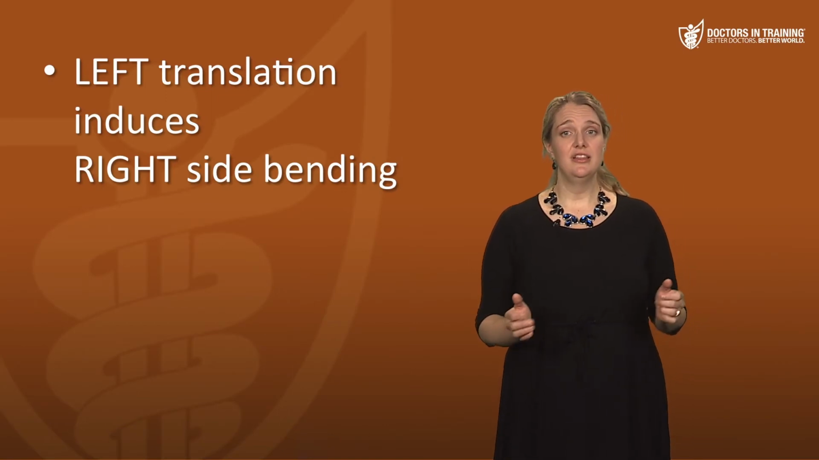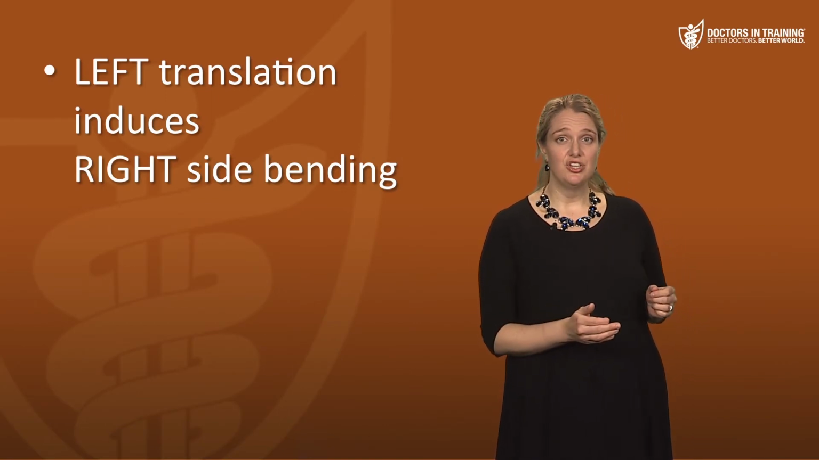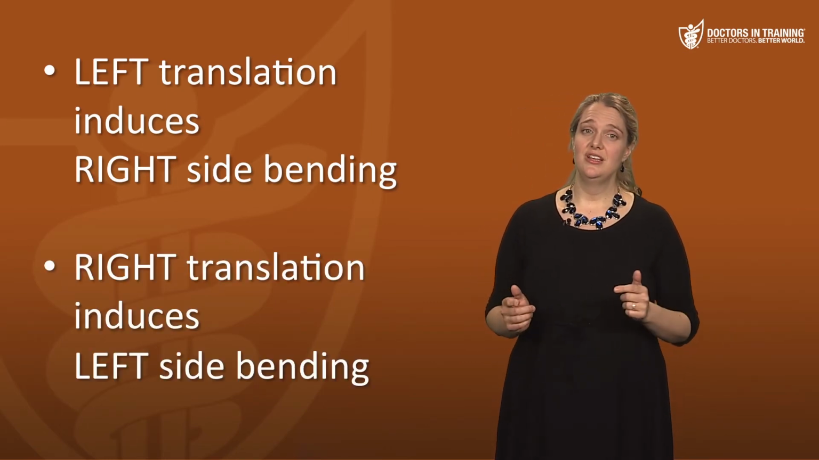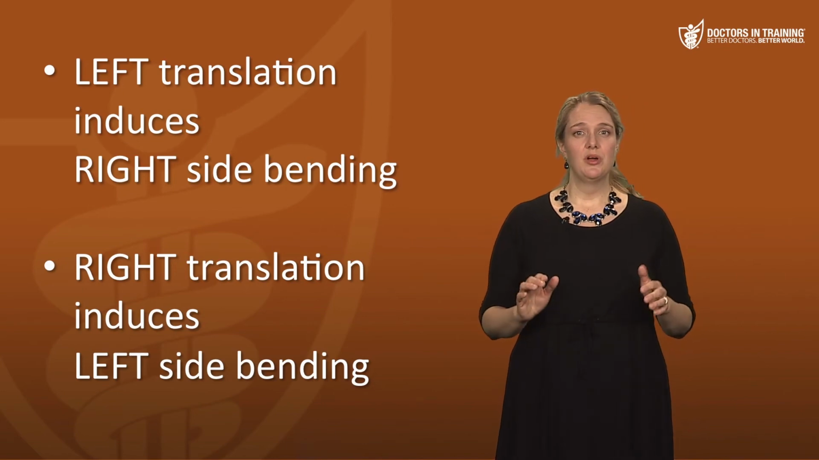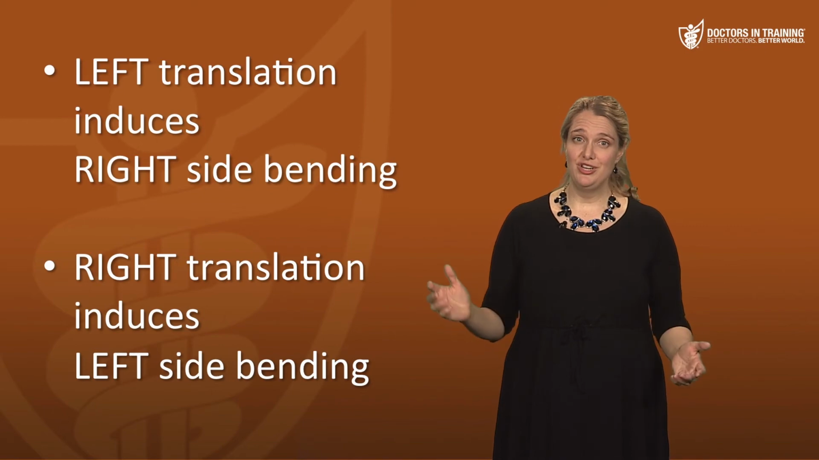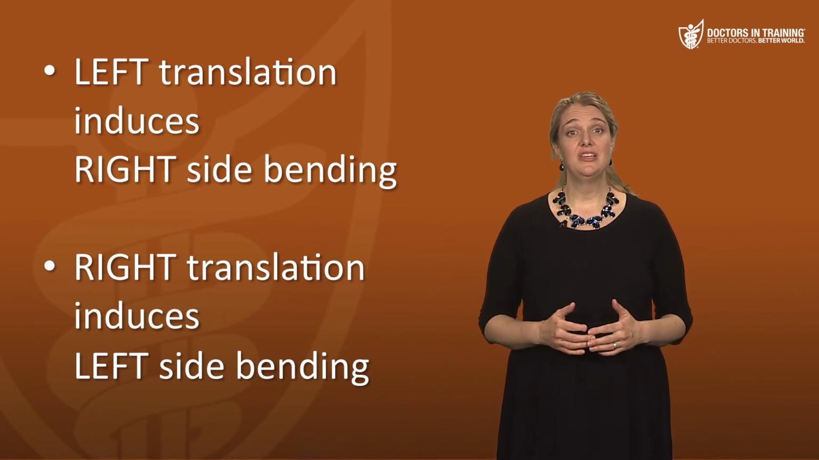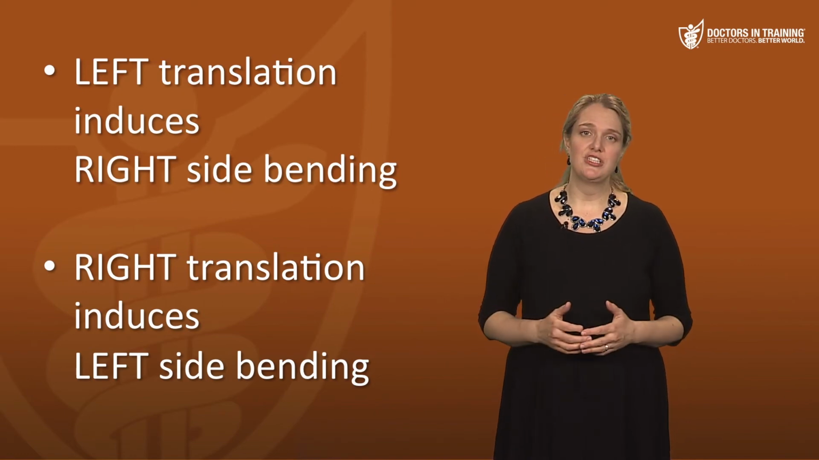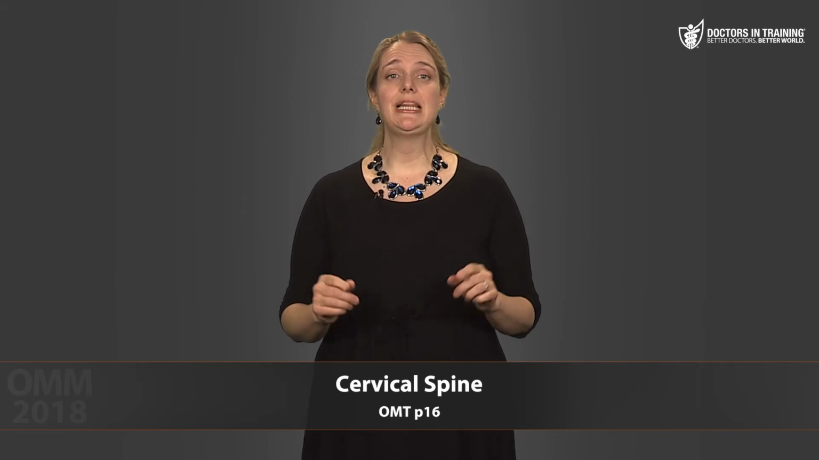If you push towards the left, this is a left translation which induces right side bending, and a right translation induces left side bending. Remember, motion in the cervical spine is coupled, so right side bending means right rotation. Realistically, you could make the diagnosis just by testing side bending or rotation and then flexion or extension. So let's practice some double negatives here. If you find, are you writing this down? If you find that C4 is restricted in the left translation, which way is it rotated?